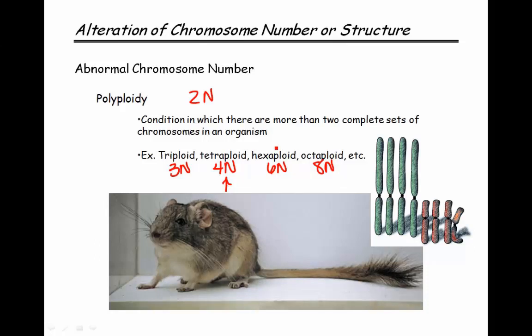So make sure that we do see the difference between an aneuploid, where there is one particular chromosome where we don't have the right number of them, versus polyploids, where we're talking about extra copies of every single one of the chromosomes.